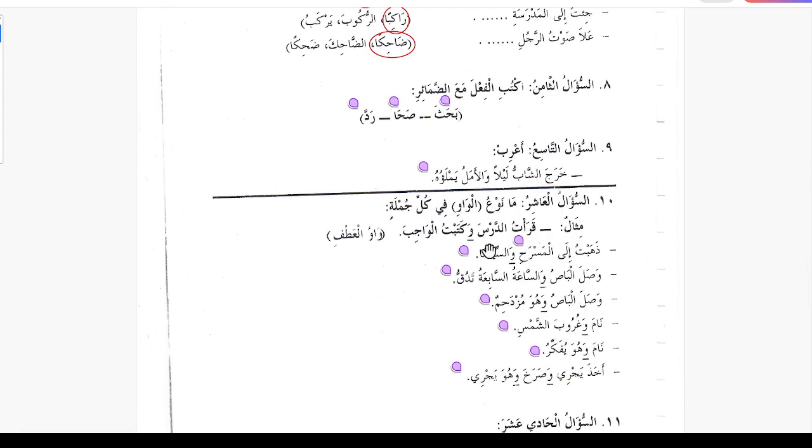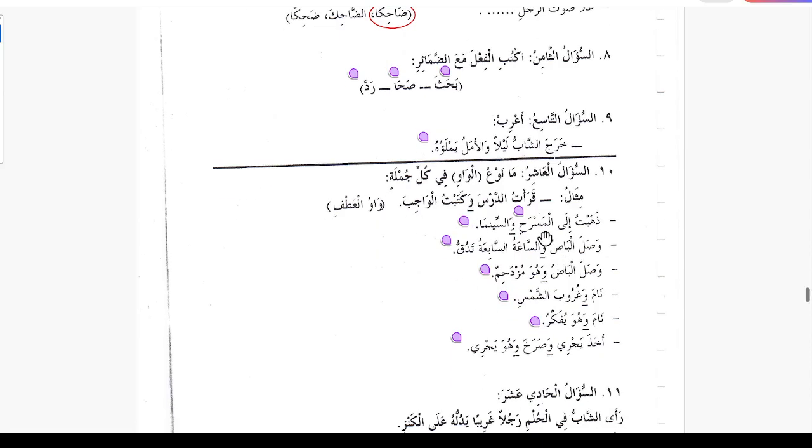Question number 10, ma naw'u al-wawi fi kulli jumlatin. So in these sentences we know there are different kinds of waw. So here is a good exercise to figure out what type of waw we have studied is here. Example: Qara'tu darsa, I read the lesson, wa katabtu al-wajiba, and then I wrote the homework. So waw here is harfu atfin. Zahabtu ila al-masrahi, I went to the theater, wa as-sinama, and then cinema. So again, first I went to here and then here, so this is harfu atfin. Waw is wawu atf.